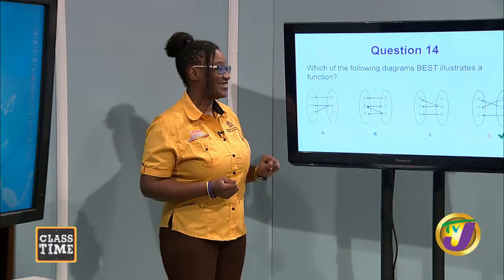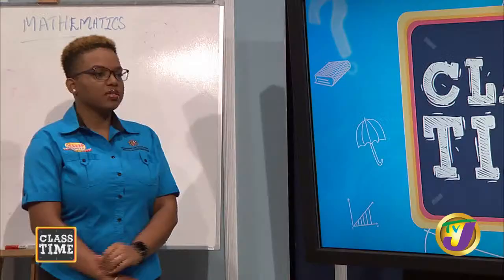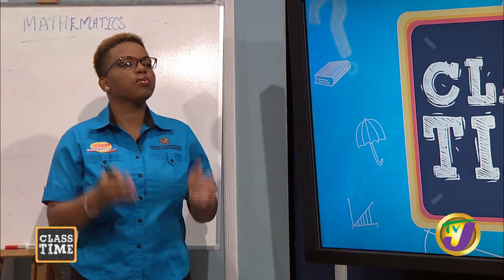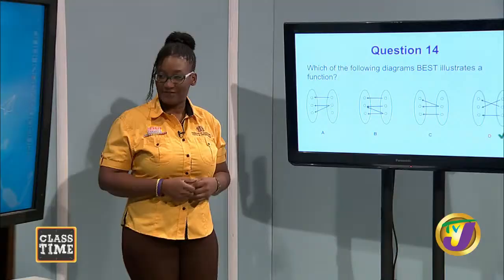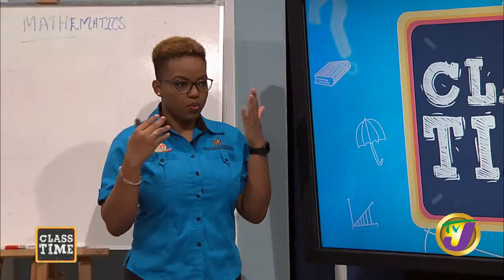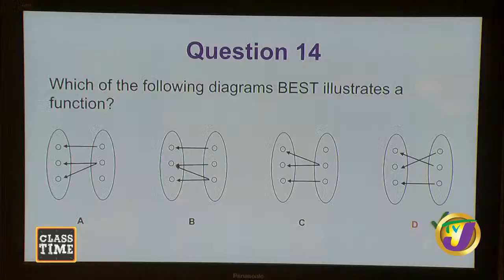We have a winner. So you want to pay attention to the direction of the arrow, which will tell you where your input values are and where the output values are. Definitely. And that will help you decide which diagram is representing a function. Be not fooled. It doesn't have to be on the left. It doesn't have to be on the right. Just watch the arrows and get the direction. All right.